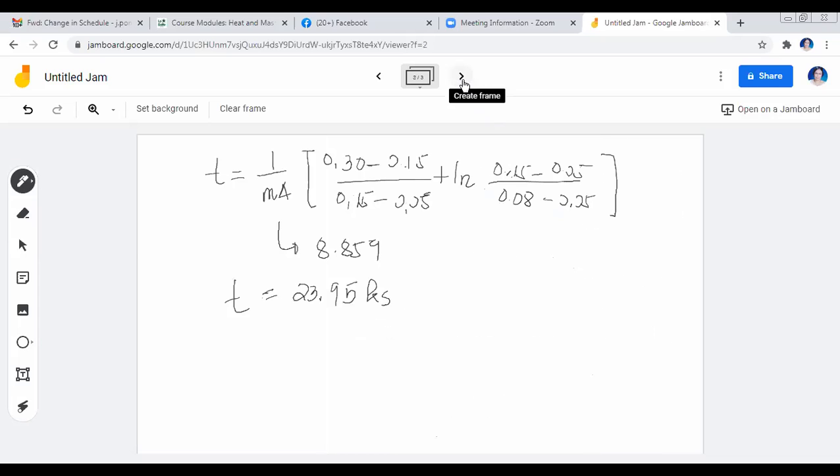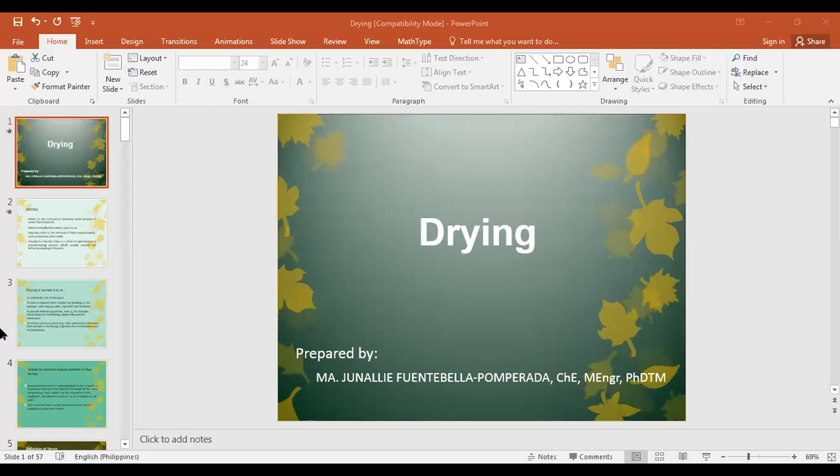So in this case, your drying time is 23.95 kiloseconds. So this is already our answer for this particular problem. The total drying time based on the new percentage moisture and the value in which it is going to decrease to. Now I will go back to our slide and proceed to the second sample problem.